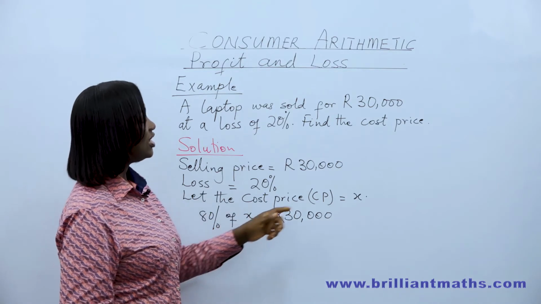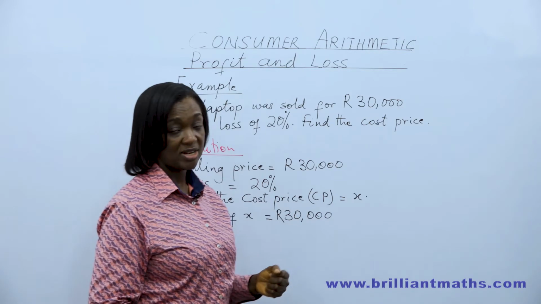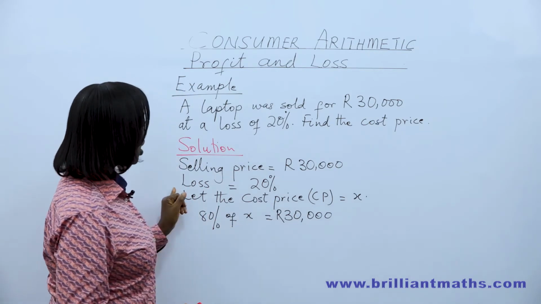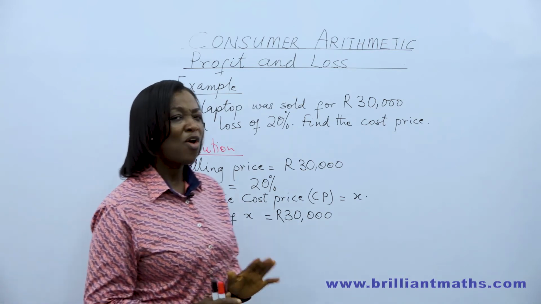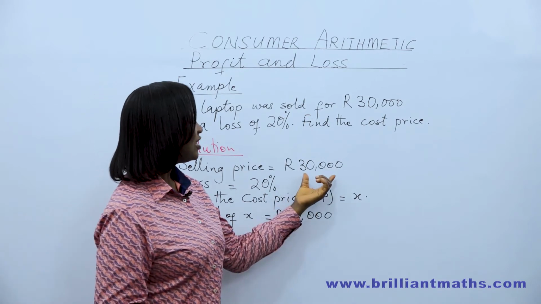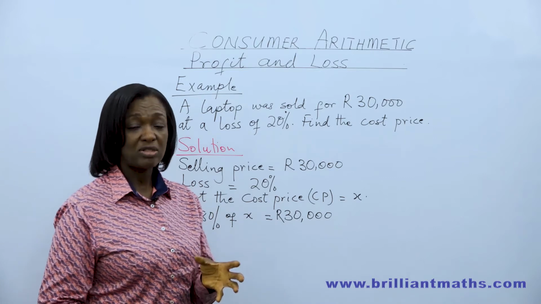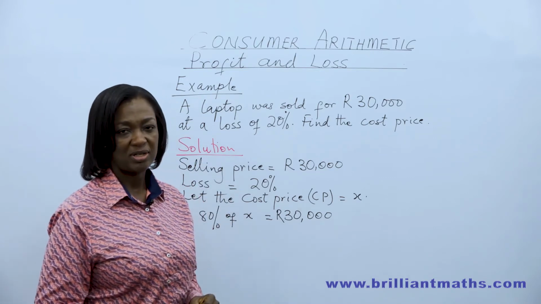Selling price is equal to 30,000 Rand. That's how much the laptop was sold. The loss is 20%. So that implies that for selling that laptop at 30,000 Rand, the trader made a loss of 20%.